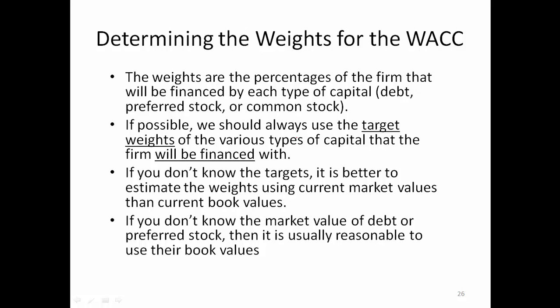If possible, we should always use the target weights of the various types of capital that the firm will be financed with. So for example, if we have information that the company plans to finance the project with 40% debt and 10% preferred stock and 50% common equity, those would be the target weights. If we don't know about the target weights, then it is better to estimate the weights using current market value than the current book values.